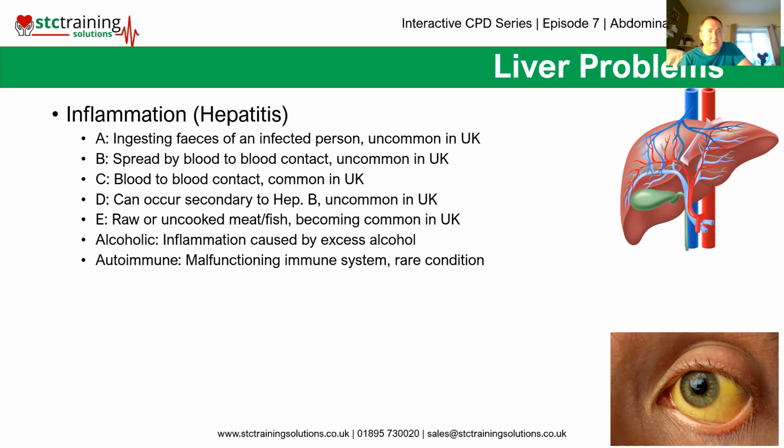So, alcoholic hepatitis is inflammation secondary to excess alcohol. When you drink too much, give yourself alcohol poisoning, you can cause inflammation of the liver secondary to that. And then, as somebody mentioned, autoimmune hepatitis, which is where the immune system malfunctions and starts to attack itself. Again, it's very rare, autoimmune hepatitis, thankfully, because it's a nasty condition.